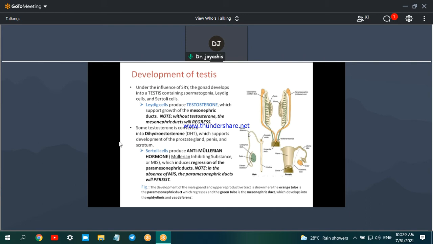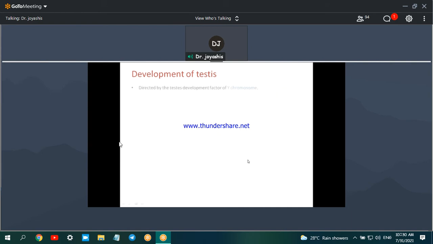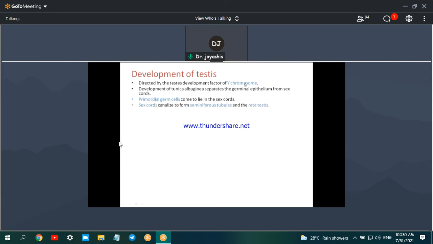The development of testes is directed by the testis-determining factor on the Y chromosome, that is the SRY. Development of the tunica albuginea separates the germinal epithelium from the sex cords, and primordial germ cells come to lie in the sex cords. Sex cords canalize to form seminiferous tubules in the testes. Some mesenchymal cells between the seminiferous tubules differentiate into Leydig cells, producing testosterone about the 8th week. The renal corpuscles degenerate, which allows the mesonephric tubules to connect to the testis.